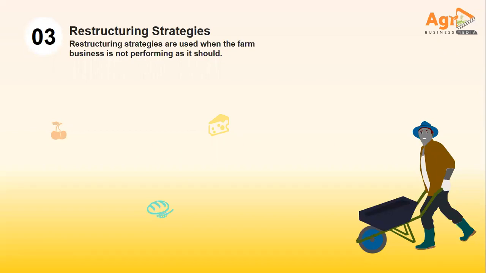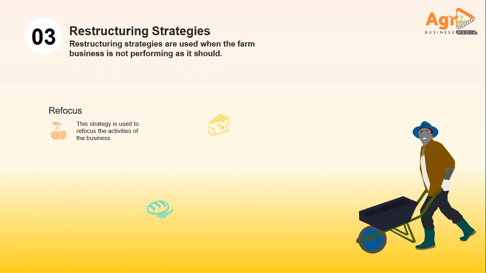Restructuring strategies is the third strategy that we are discussing. And these strategies are used when the farm business is not performing as it should. Performance problems will range from inadequate income levels to major threat of insolvency and bankruptcy. So refocus, you need to refocus.